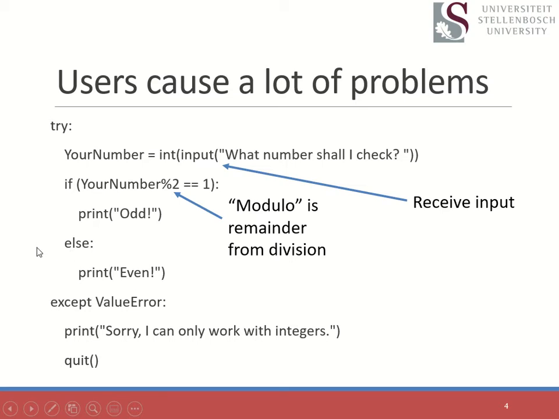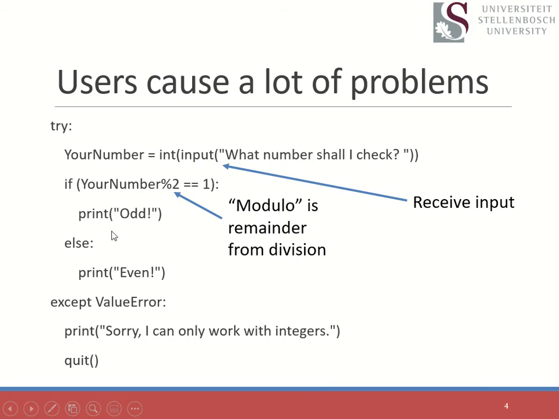Okay, so that's the bit of math that we would want to do. But because users are tricky, it may be that they type purple in response to what number shall I check, and if so, this will produce a value error. Sorry, I should use my terms correctly. It will create a value error exception. That exception can be caught down here.